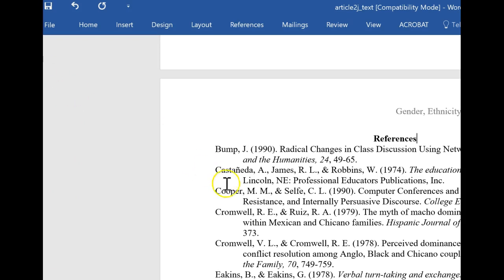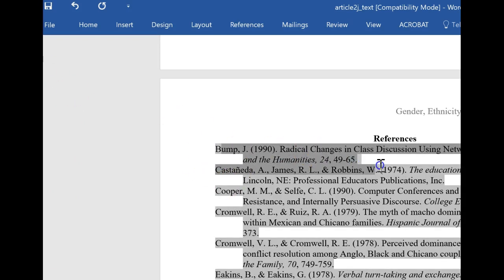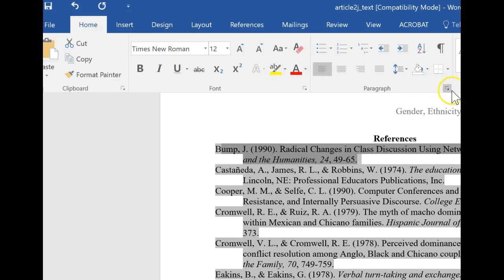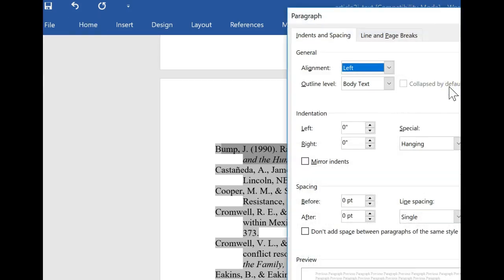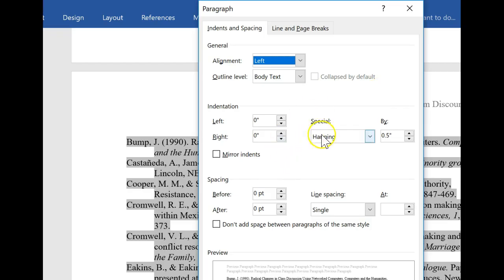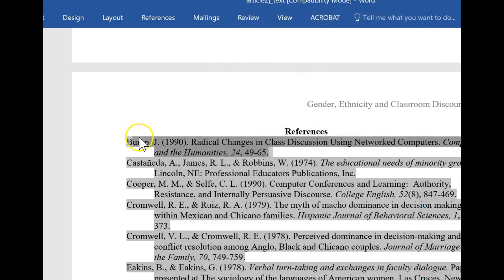To get a hanging indent in Word, you would select the text you want to indent, go to paragraph, and over here in paragraph, let me move my screen. There, under special, you can pull down this menu and do hanging, and that will make it look like this, where the first line is extended, the next lines are hanging.